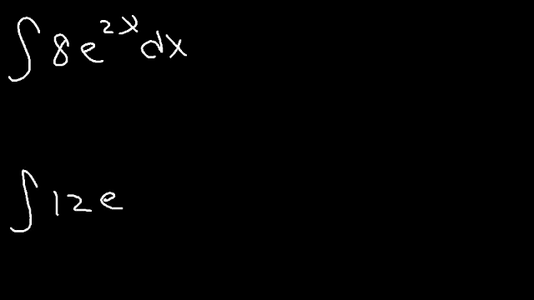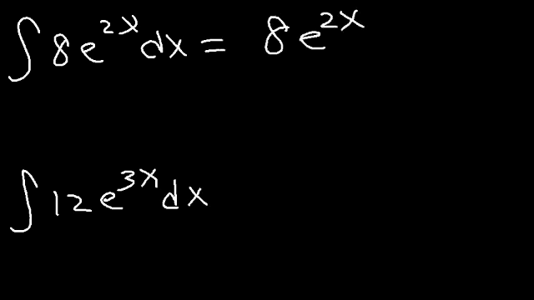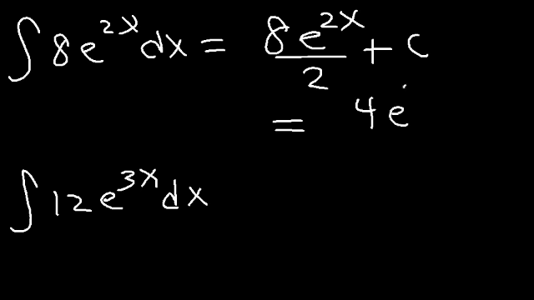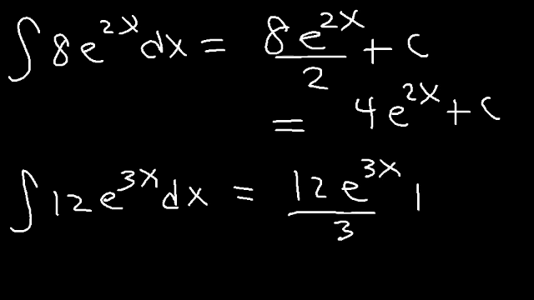Try these two: 8e to the 2x, and also 12e to the 3x. So this is going to be 8e to the 2x divided by the derivative of 2x, which is 2. And that reduces to 4e to the 2x plus c. For the last one, this is going to be 12e to the 3x divided by 3 plus c. And that reduces to 4e to the 3x plus c.